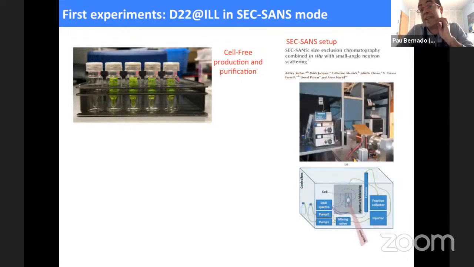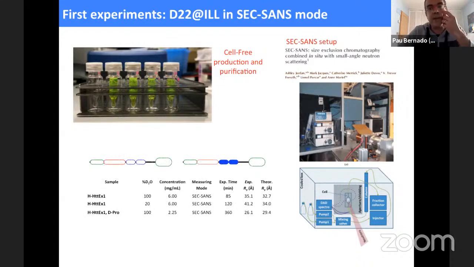And that was great because, at D22, Anne developed this coupling of SEC and SANS, and it worked pretty well. We have to have enough sample to do this. That was the first experiment, measured less than one month ago, from two constructs: the one that is fully protonated and the one that has the proline deuterated.